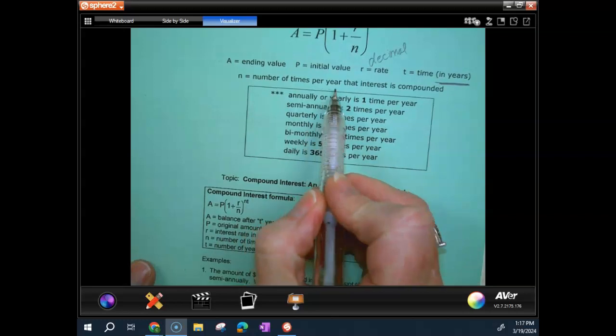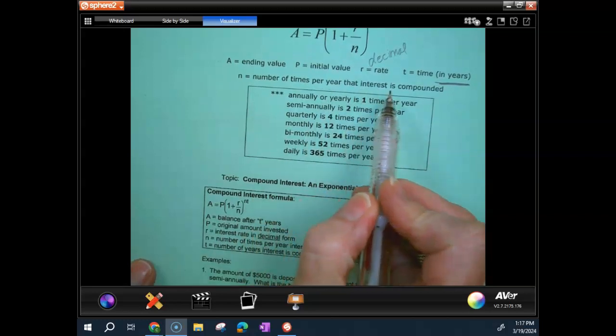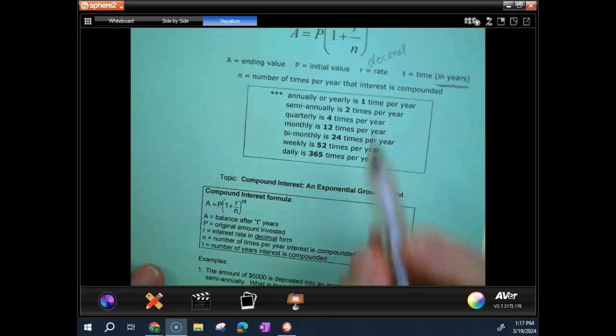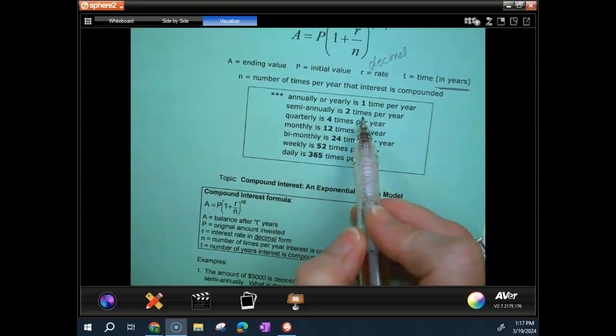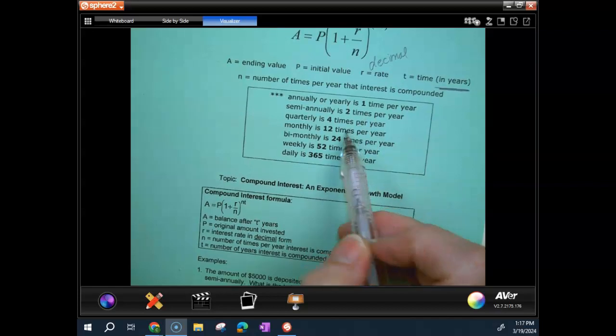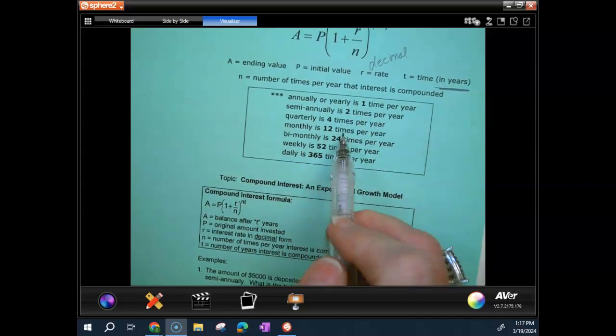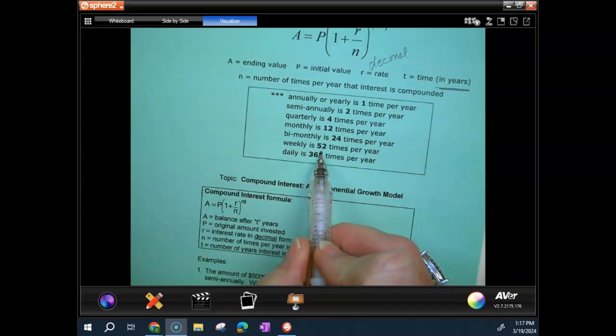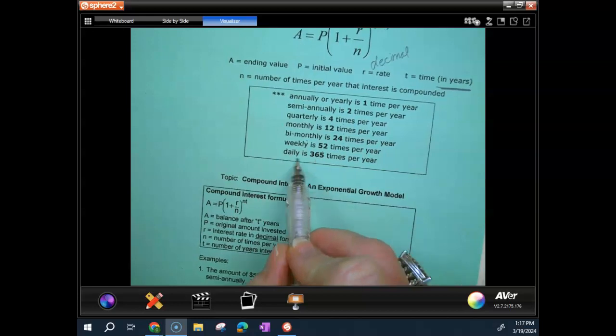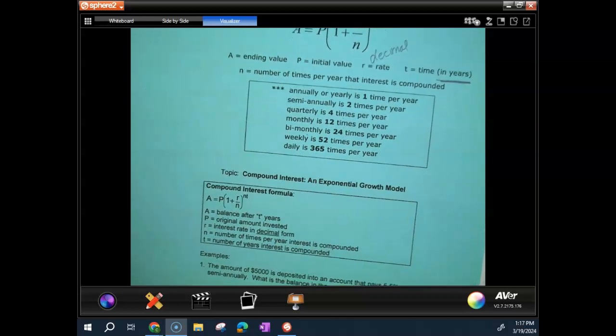N is the number of times per year that the interest is compounded. So annually is 1 time a year. Semi-annually is 2 times a year. Quarterly, 4. Monthly, 12. Bi-monthly, that's twice a month, so that's 24. Weekly, 52. And daily is 365.